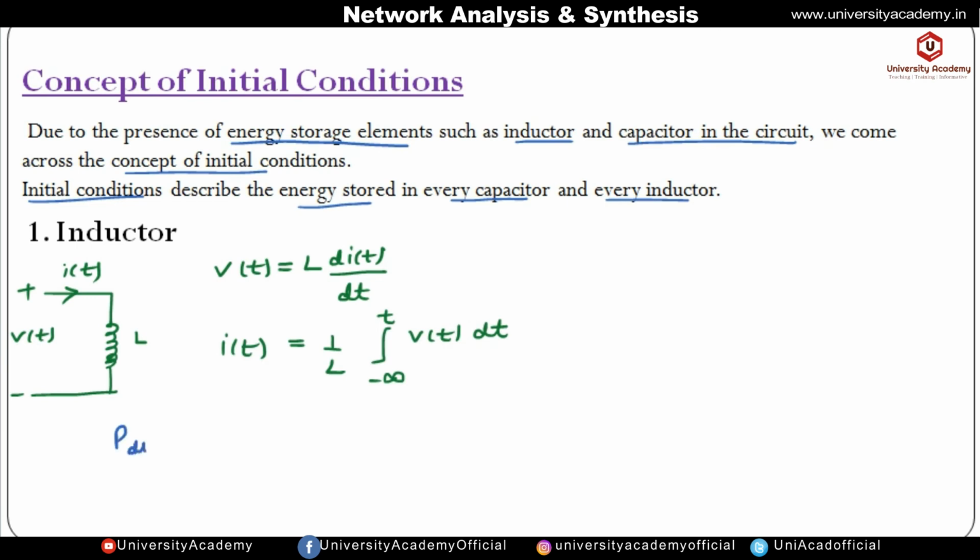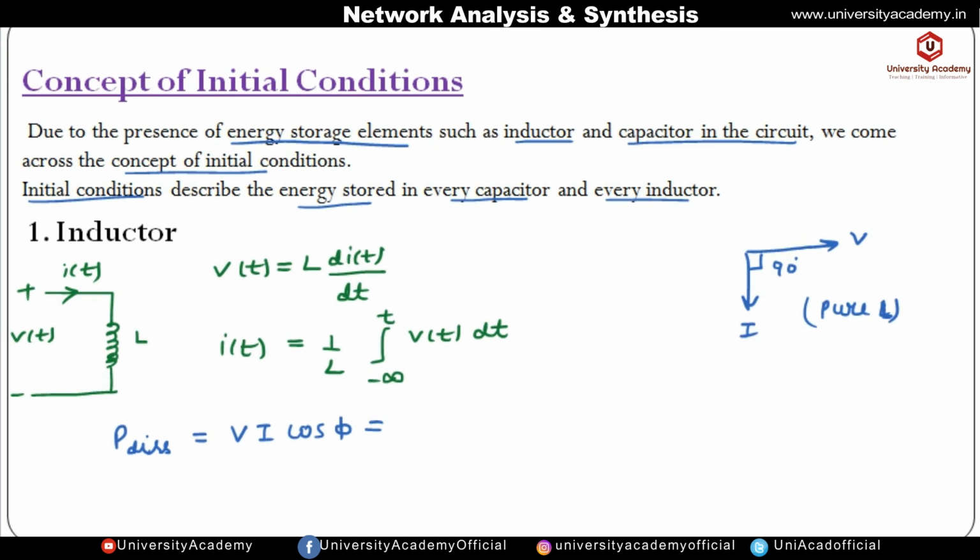So if we have to find the power dissipation across the ideal inductor, it is given by VI cos phi, where phi is the angle between voltage and current. And we know that in the case of a pure inductor, the current lags the voltage by 90 degrees. So for the pure inductor, the VI waveform is like this.